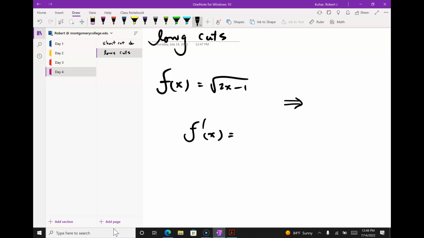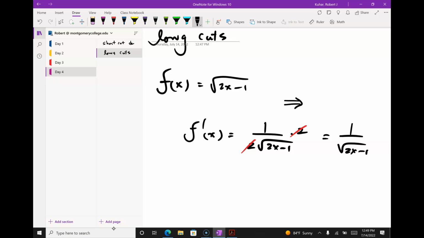So the 1 over 2 from 2x minus 1, and then the derivative of the inside, which is 2. So there it is. That's our derivative. I'm doing the chain rule there when I'm doing that.